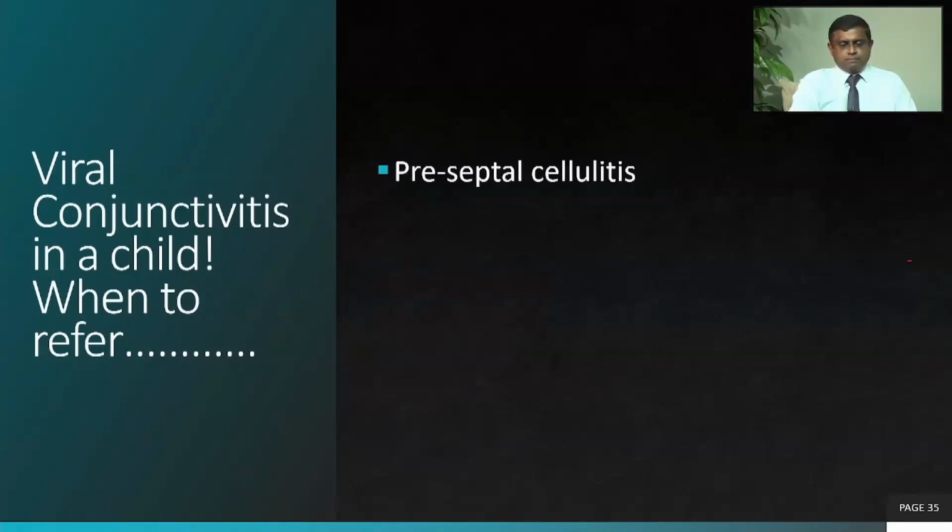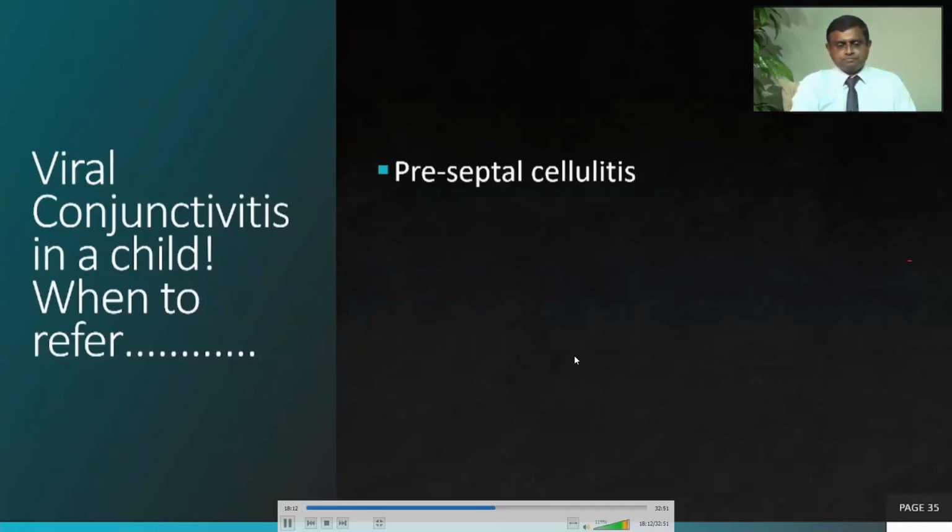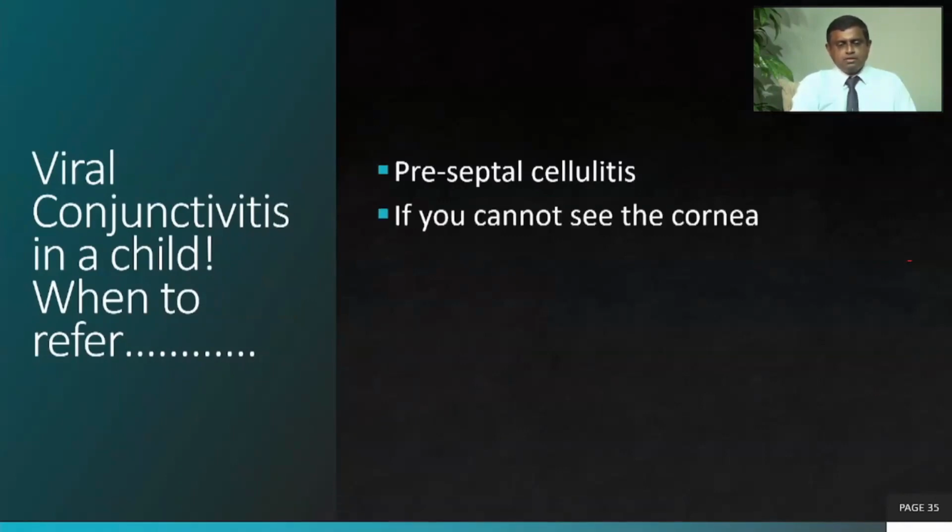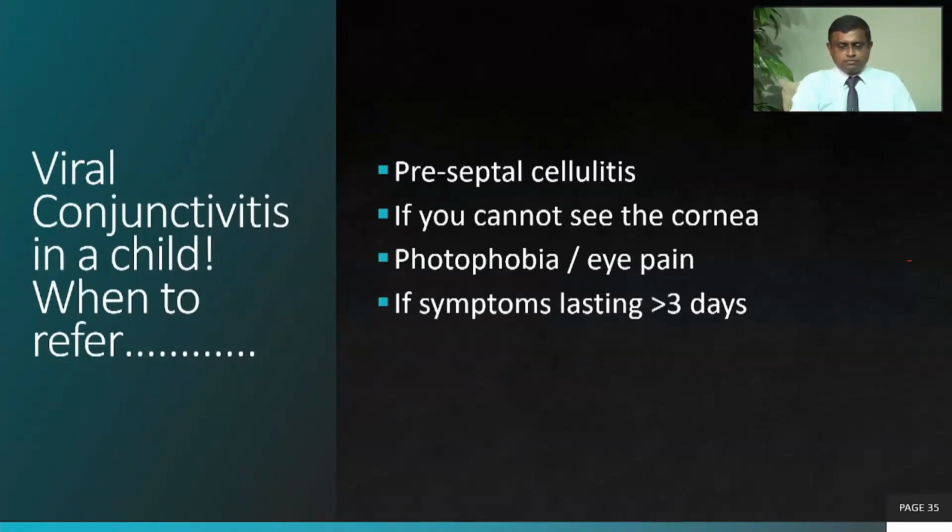So when to refer a child with viral conjunctivitis? Viral conjunctivitis is common among preschool and school-going children. Very small children can develop preseptal cellulitis. If the child struggles so much that you can't see the cornea, please refer. If symptoms persist more than 3 days, particularly photophobia and eye pain, please refer to an ophthalmologist.